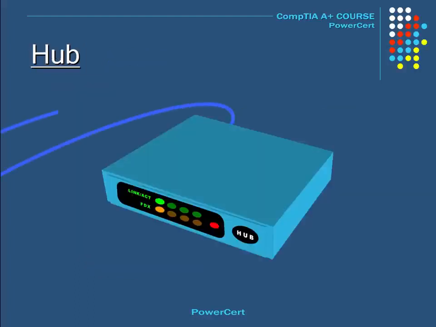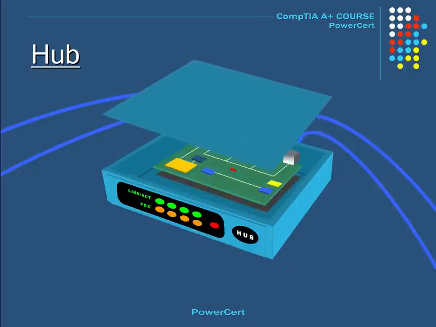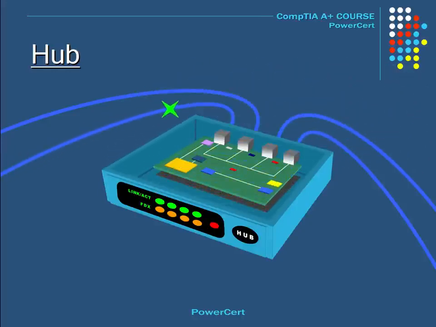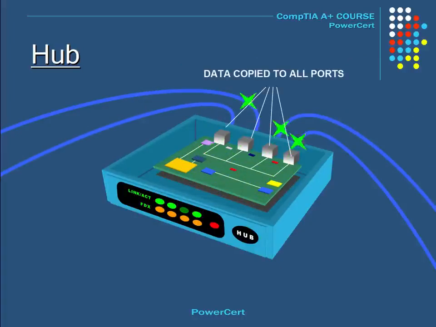A hub is a device that has multiple ports that accepts Ethernet connections from network devices. A hub is considered not to be intelligent because it does not filter any data or has any intelligence as to where data is supposed to be sent. When a data packet arrives at one of the ports, it is copied to all other ports. So all the devices on that hub sees that data packet.